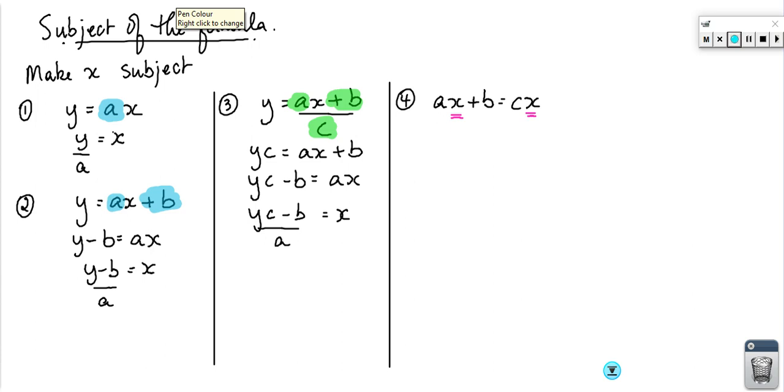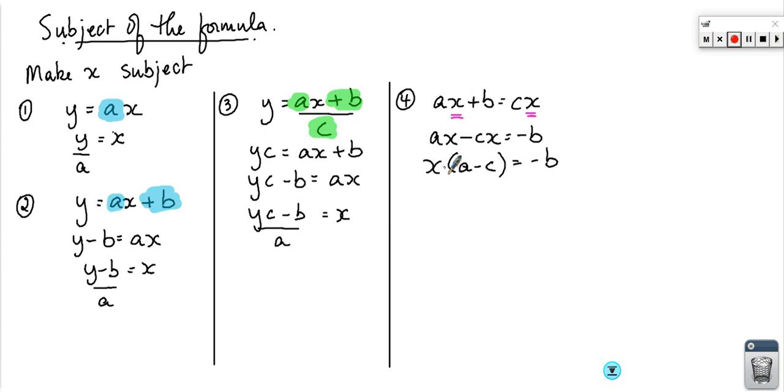So I'm going to leave ax where it is. I'm going to bring cx to the other side. That's plus, so it's minus. b to the other side from positive to negative. Now, since I have two x's and there are two terms in x, x is a common factor. So taking out x as a common factor, I'm left with a minus c on this side of the equation. x is the common factor, leaving a minus c is equal to minus b.